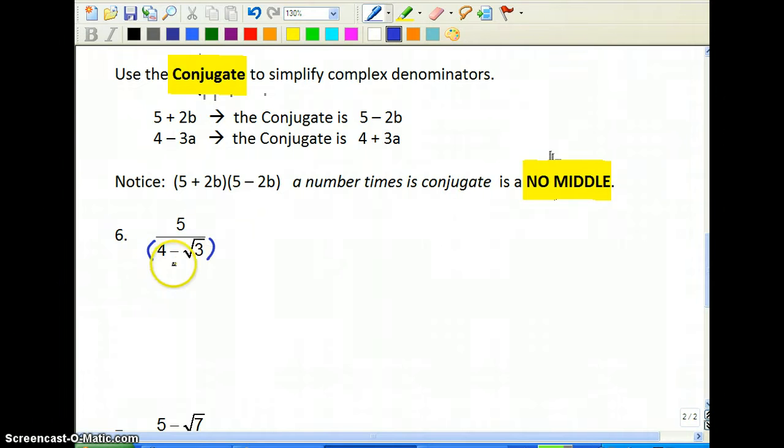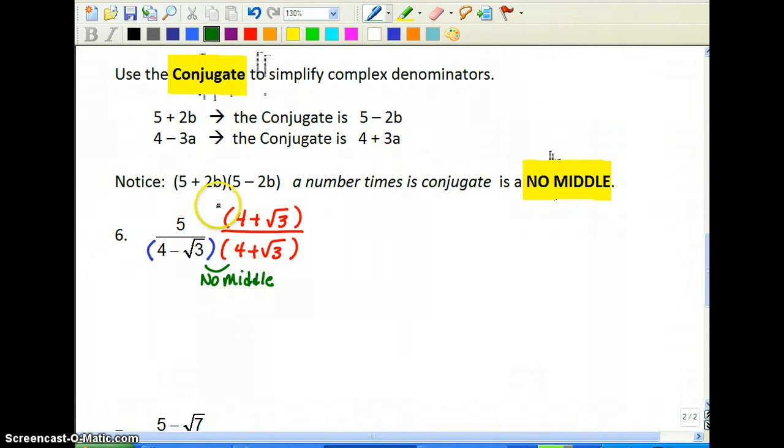So we notice this is complicated, so we know we need to use the conjugate. So the conjugate would be 4 plus root 3. And on the top, we also have to multiply by 4 plus root 3. Okay, things to think about. Down here, we've got a no middle. So it's a FOIL no middle. And on the top, we're going to distribute.